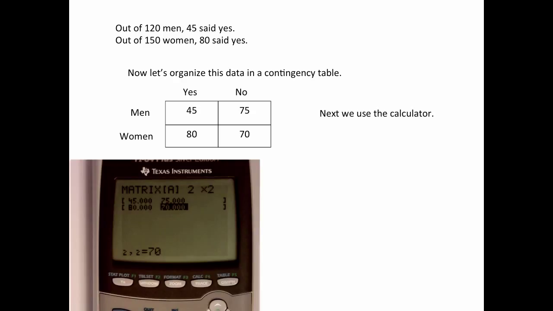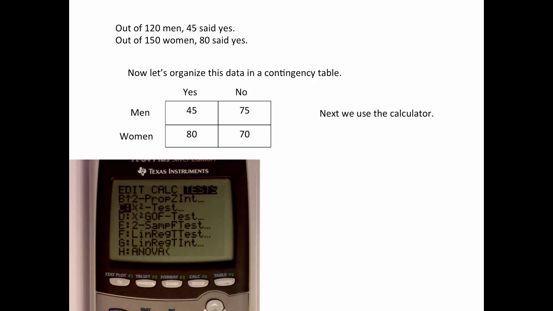and hit enter. If you haven't used this before, you would need to type in that this is a 2 by 2, which means it has 2 rows and 2 columns. The calculator will put zeros in here, and you just have to type in the numbers: 45 enter, 75 enter, 80 enter, 70 enter. Okay, that's done. Then get out of the matrix, so press second quit, go back to stat, move over to tests, and look for chi-squared test.